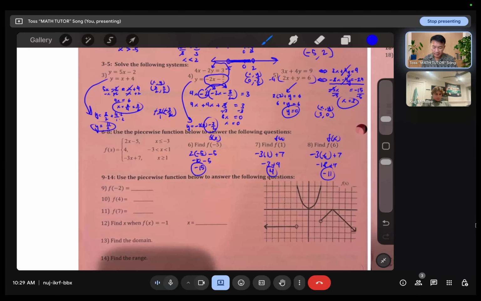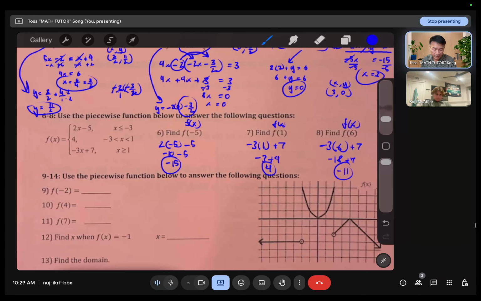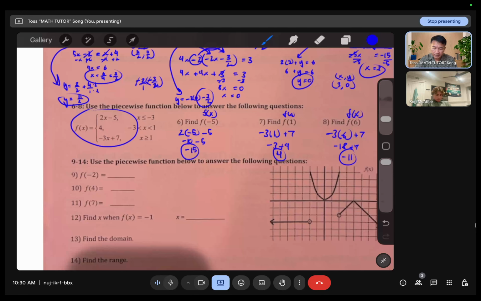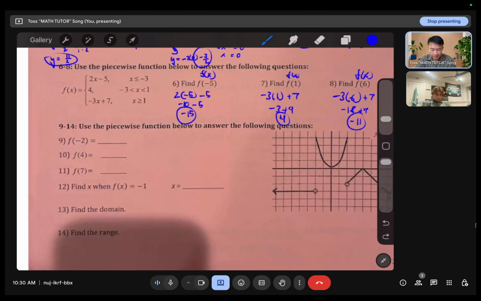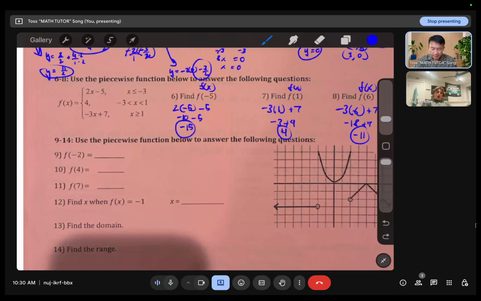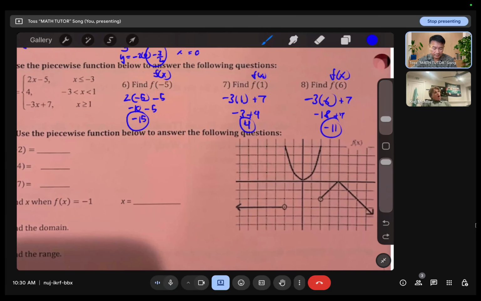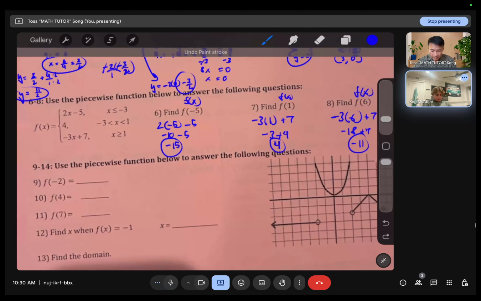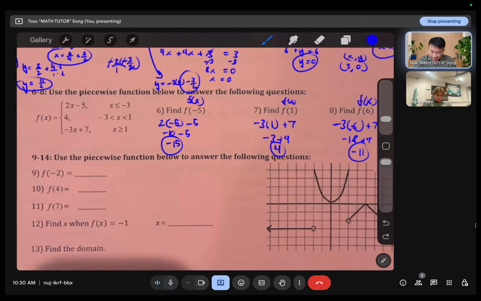Okay, now 9. 9 is also piecewise based on the graph, but it's just a graph and it's not written in function notation. So, all right, let's see what we do here. Okay, easy. Use the piecewise function, the graph, right here. Use the graph to answer these. All right, so again, anything in between the parentheses, it's x, x, x.